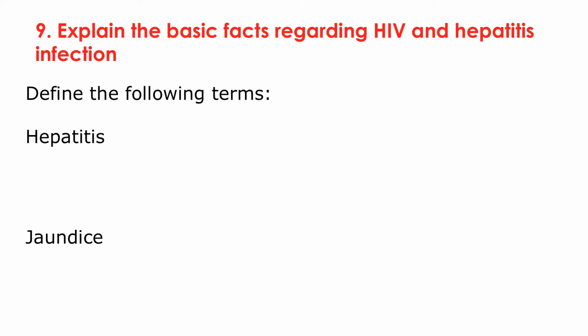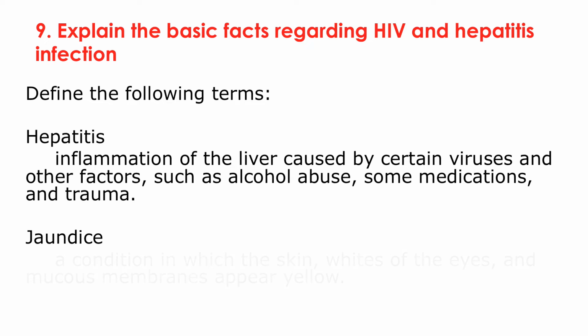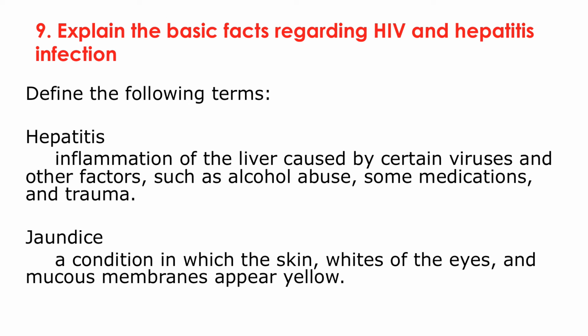So moving on is hepatitis and jaundice. What's hepatitis? It's the inflammation of the liver caused by certain viruses and other factors such as alcohol abuse, some medications, and even trauma. Now jaundice, on the other hand, is that condition in which the skin, whites of the eyes, and mucous membranes appear yellow.